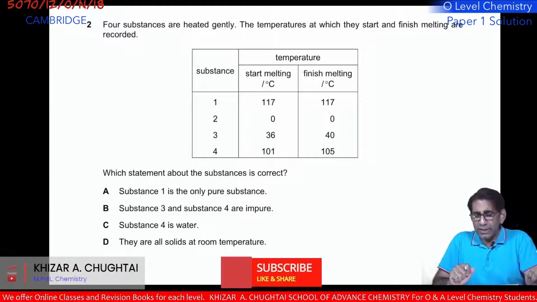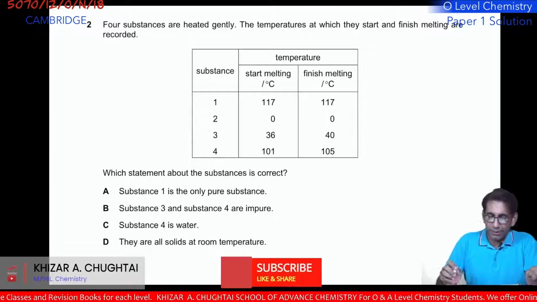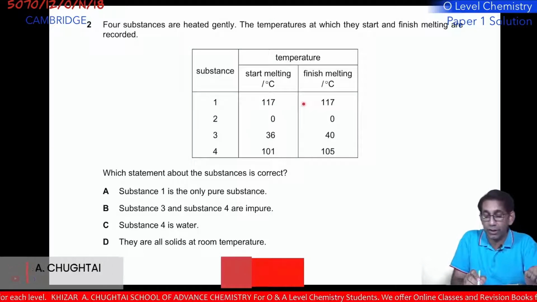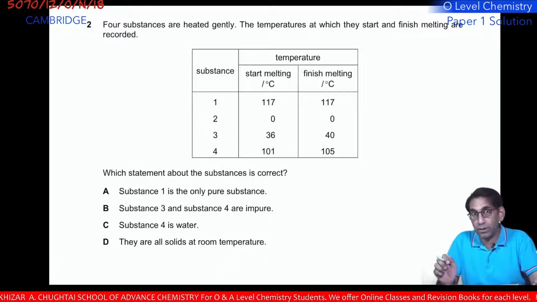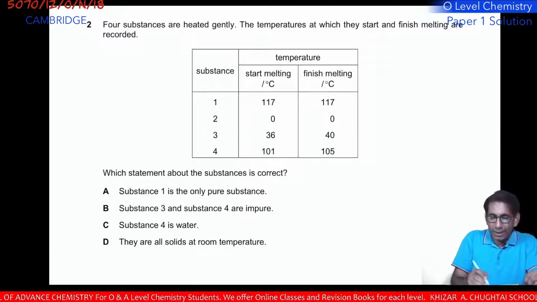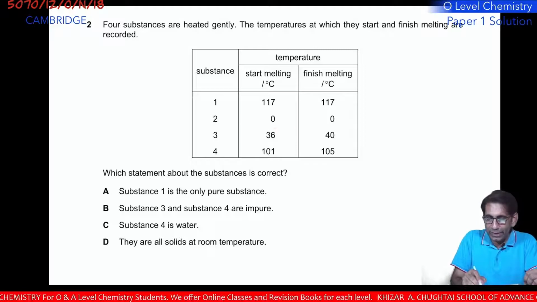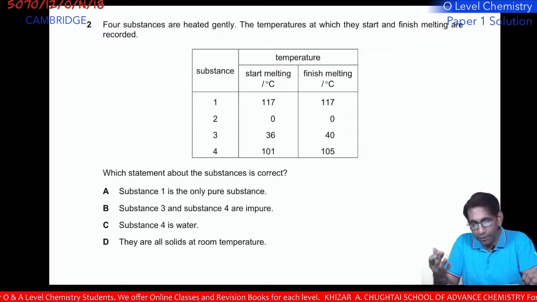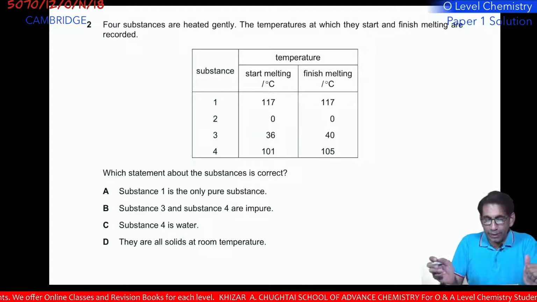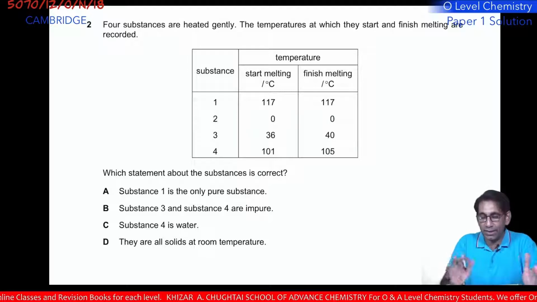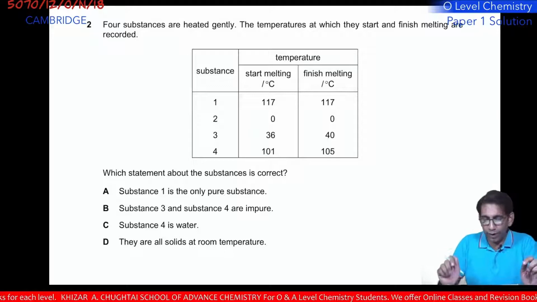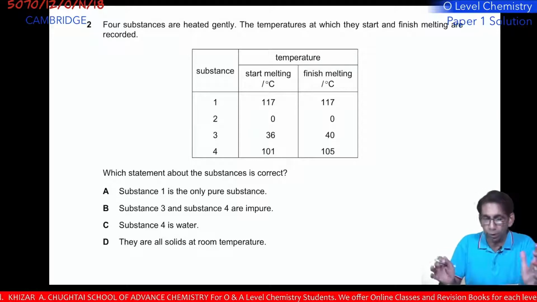The temperatures at which they start and finish melting are recorded. Substance 1 has the same starting and finishing melting point. It means that it's a pure substance. Substance 2, again, has the same value. It's a pure substance. The third substance starts from 36 and the end temperature of the melting is 40. The fourth one also has a difference between its starting and last melting temperature, that is 101 to 105. So 3 and 4 are impure substances.